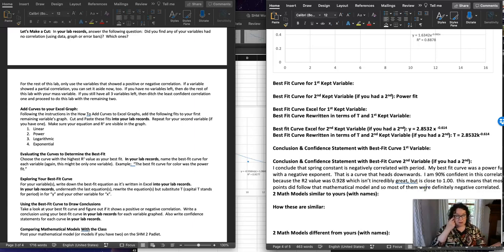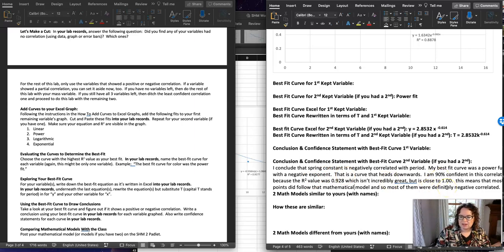Okay, so R squared tells you how many of your points are actually fitting on that model. How close are they to this exact equation? If all of your points are on this exact equation, you'll have an R squared of 1.00, so that math model is a very good model for your points. In my case, I had 0.928, which means it's a decent model for my points. It's not amazing, but it's decent. So my confidence is 90%. That's what R squared does.